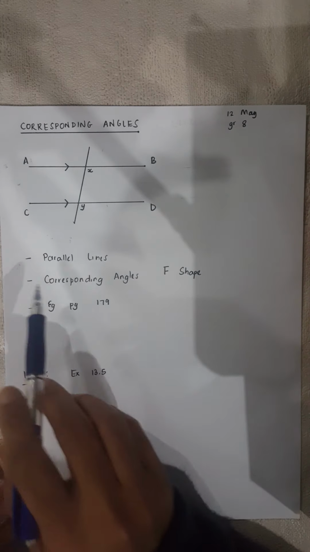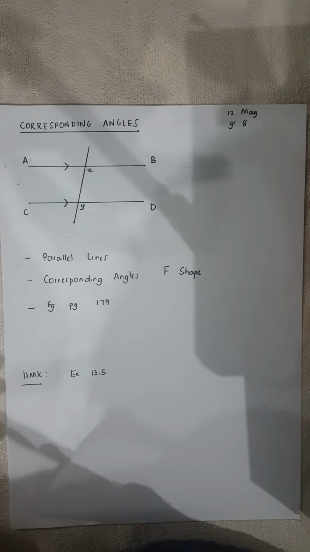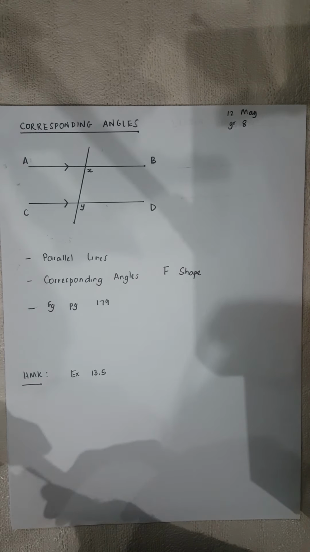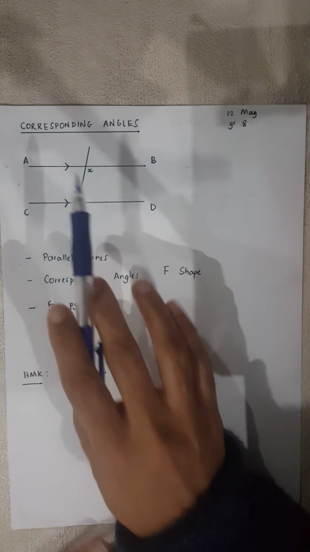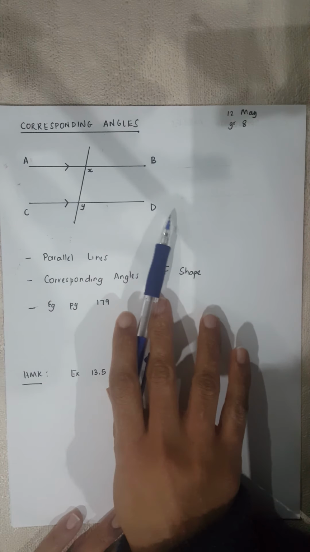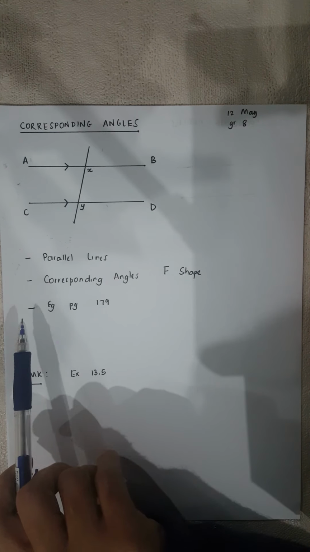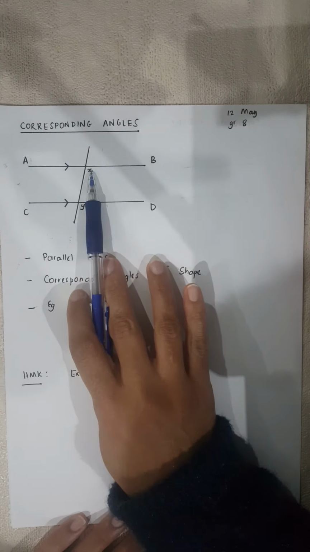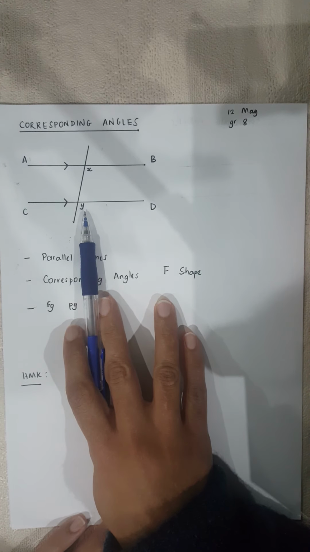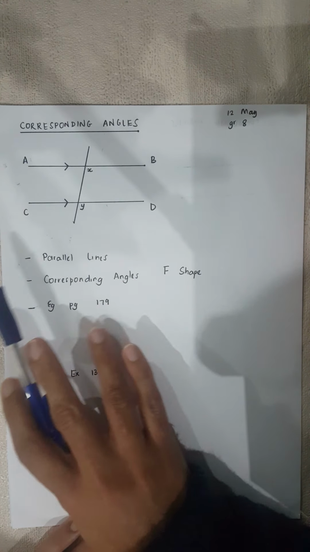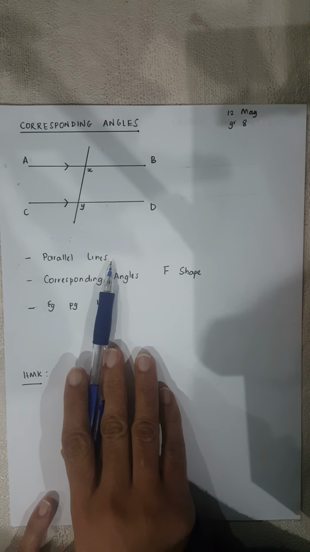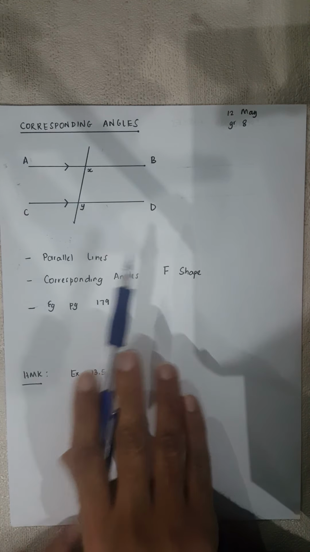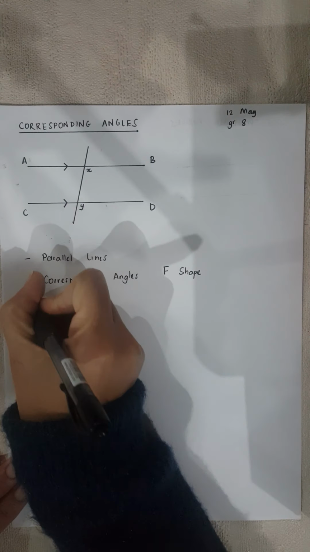Today we're moving on to corresponding angles. And with corresponding angles also, first of all, we're looking for parallel lines. So in my diagram here, I've been given that AB is parallel to CD. Then I've been given an angle X here and an angle Y. And when you have parallel lines, there's a rule that corresponding angles make an F shape and those corresponding angles are equal.